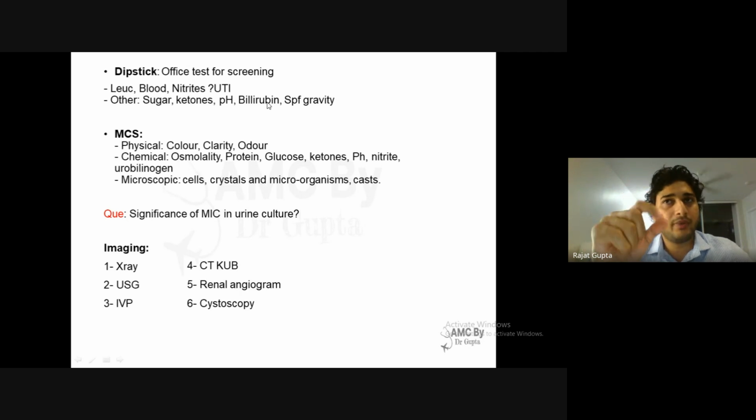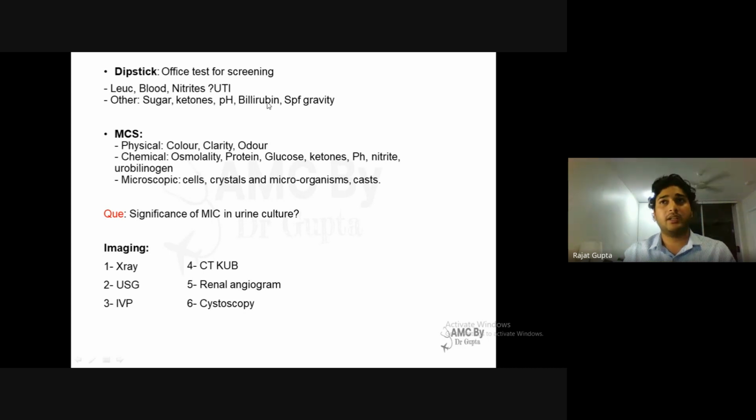When the patient is passing urine, we have to collect the middle sample of the stream, not the initial one. The initial one is for chlamydia. If the patient wakes up in the morning and we collect the initial urine sample, that is for infective diseases like chlamydia and tuberculosis. But for urinary tract infection, we collect the midstream sample.